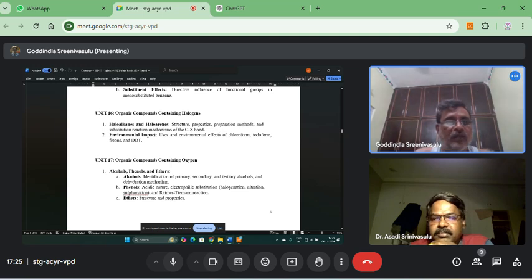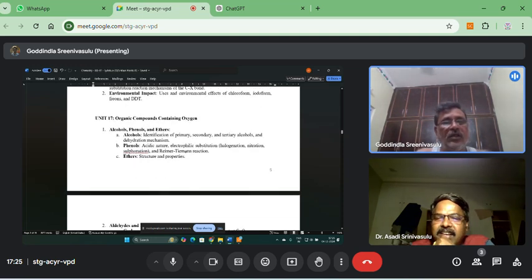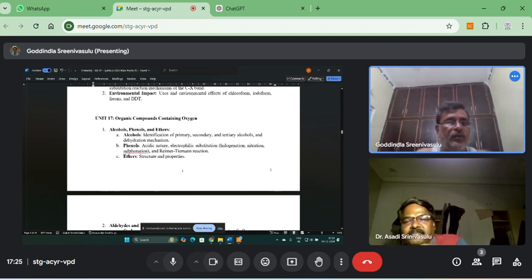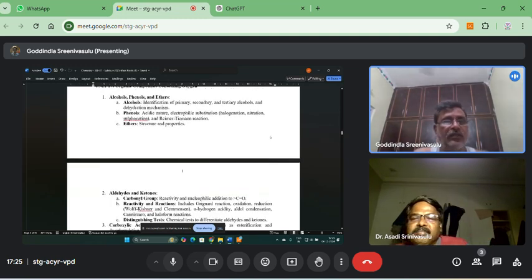Okay. Then the substitution reactions, the mechanism of the carbon-halogen bond. So environmental impact, uses and environmental impacts of chloroform, iodoform, freons, DDT, etc. Then organic compounds containing oxygen. So alcohols, phenols, and ethers.